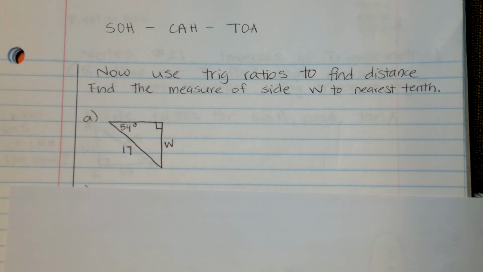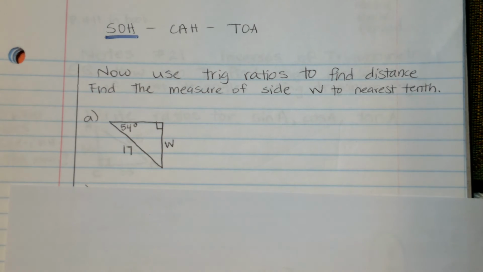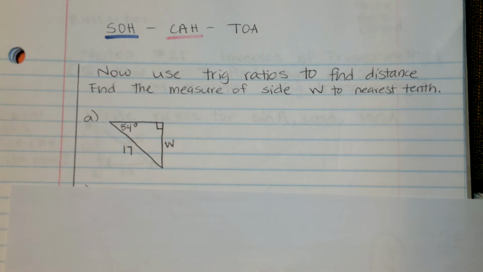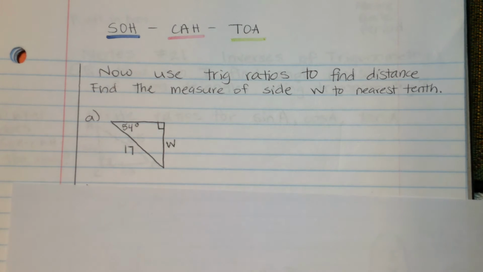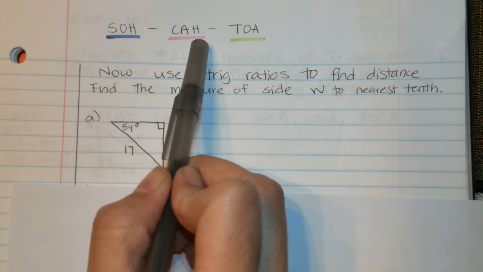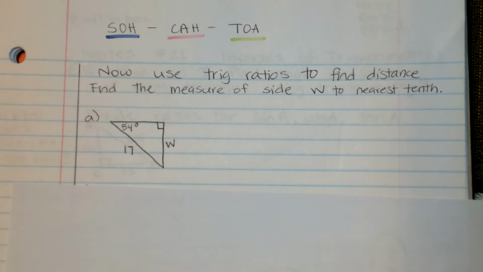All right, so we're going to do some examples now. Go ahead and write this down. I put it again at the top, and you can tell if you spell it wrong, it's not going to come out right. It has to be SOHCAHTOA. That way you know which ratio to use.